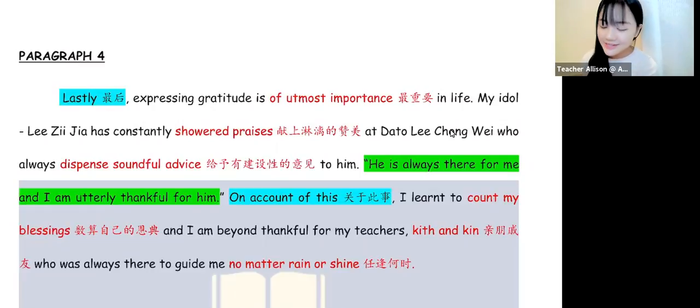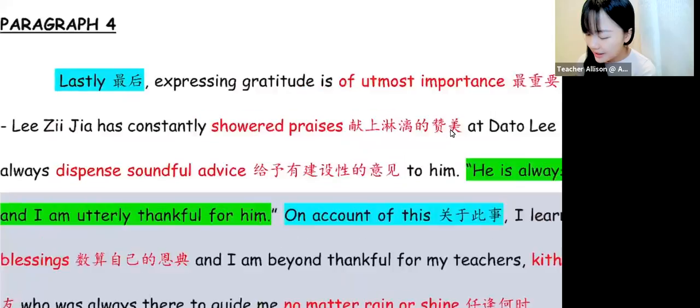My idol Li Zijia has constantly praised, or you can use an imaginary word like when you shower, the water, just like he was constantly showering praises at Dato Lee Chong Wei, who is also a star badminton player in Malaysia, who always dispensed sound advice.